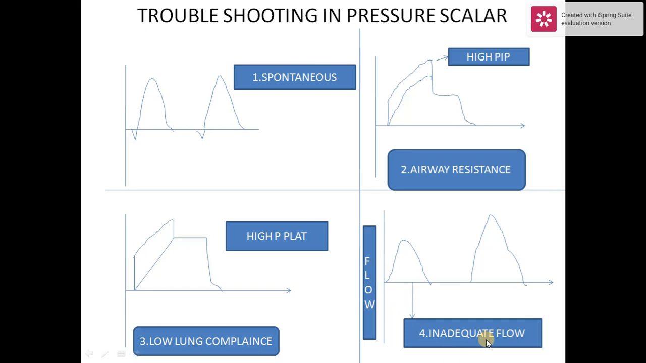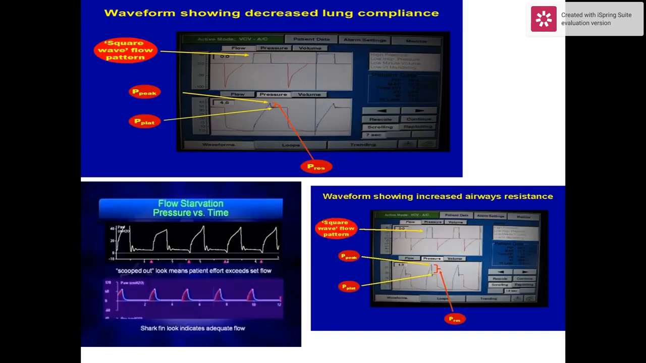Next comes an inadequate flow. Okay, inadequate flow pattern. Even in the pressure scalar, we can make out whether the flow is adequate or inadequate. This is an inadequate flow and this is an adequate flow. So basically there are 4 types of pressure scalar: spontaneous, airway resistance, low lung compliance, and inadequate flow. Now let's see how we can make this out on a ventilator.